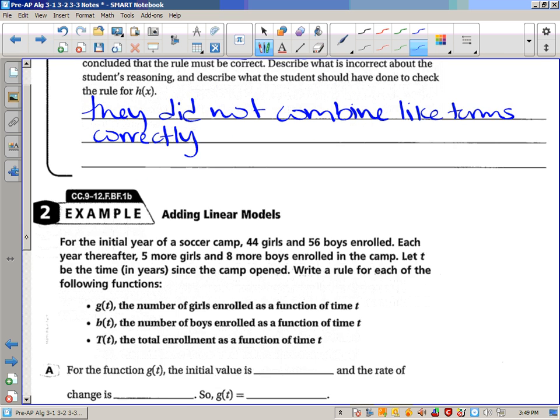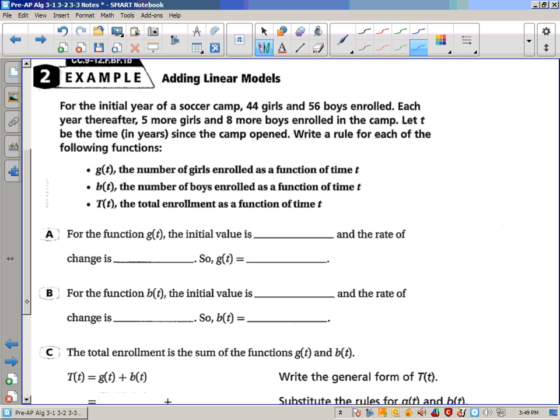All right, let's see what this looks like in an application. It says, for the initial year of a soccer camp, 44 girls and 56 boys enrolled. Each year thereafter, 5 more girls and 5 more boys enrolled in the camp. Let T be the time in years since the camp opened. Write a rule for each of the following functions. G of T is the number of girls enrolled as a function of time T. B of T is the number of boys enrolled as a function of time T. Capital T of T is the total enrollment as a function of time T.